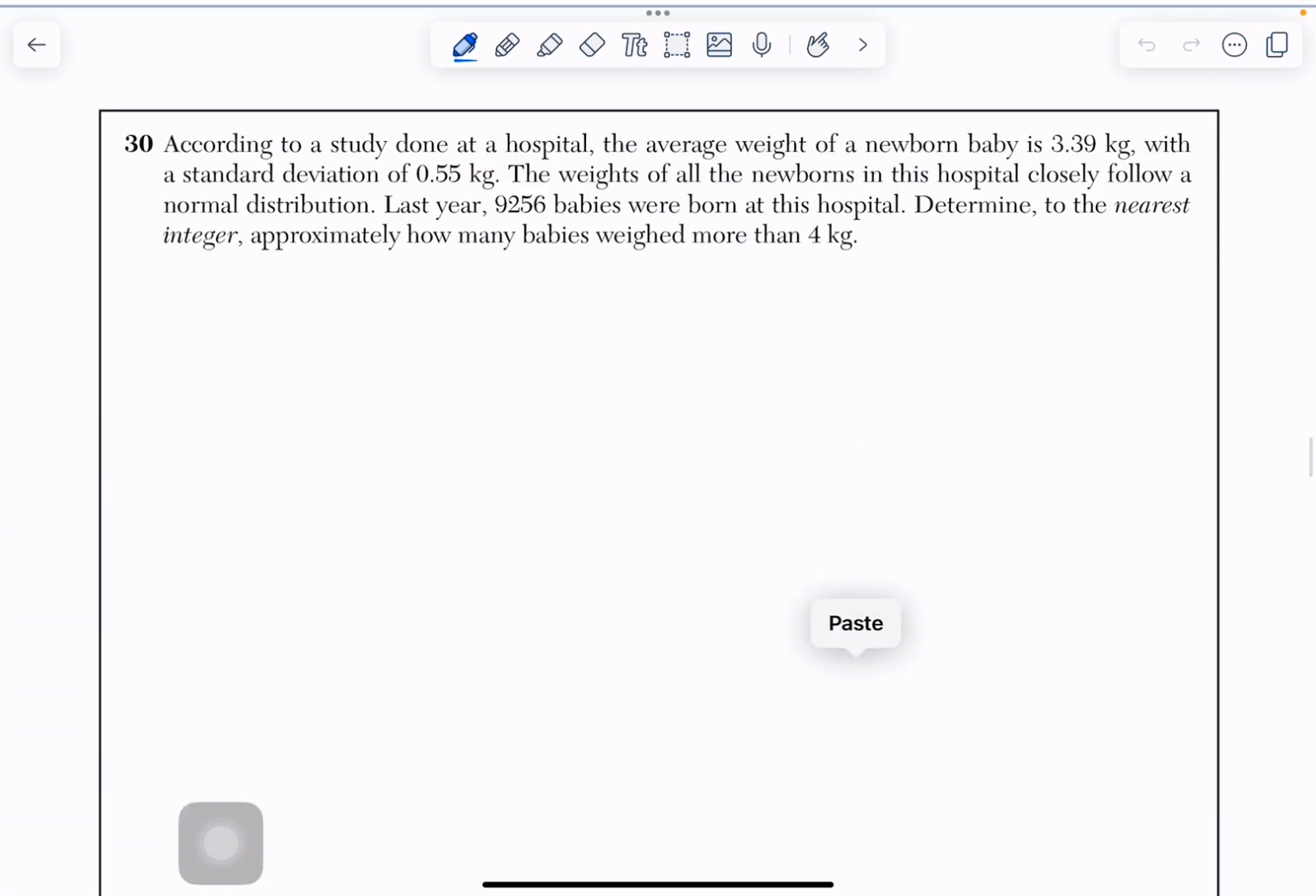All right, so let's look at this. We have a study done at the hospital, with an average baby weight of 3.39 kilograms and a standard deviation of 0.55. So we can put in 3.39 for the mean and 0.55 for the standard deviation, right? Let's write that down. Our mean is 3.39, right? Our standard deviation is 0.55.